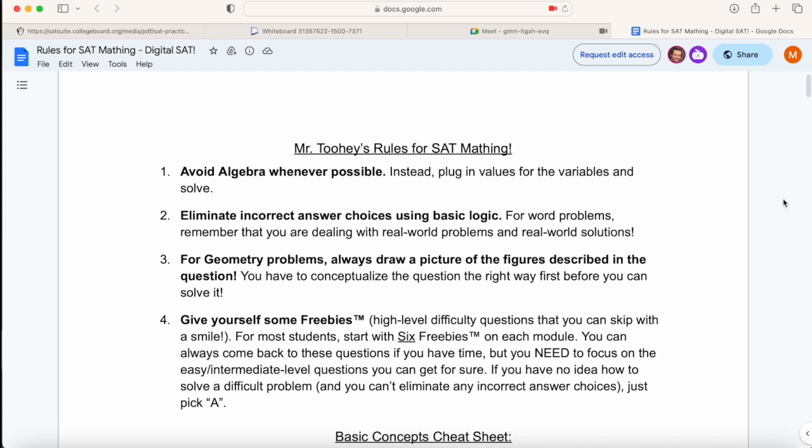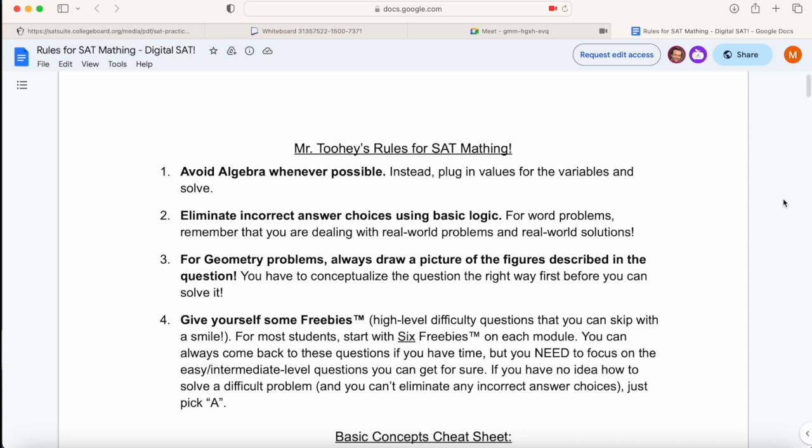Start with rule number 1 for us, please, Tanner. Avoid algebra whenever possible. Instead, plug in values for variables and solve. Yeah, you're going to be surprised. There's a lot of questions where you don't have to carry out a specific algebraic operation. You can just plug in values either from the answer choices or values of your own creation. We're going to play with that strategy a lot on this test.